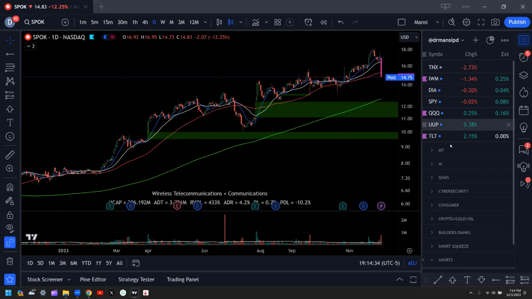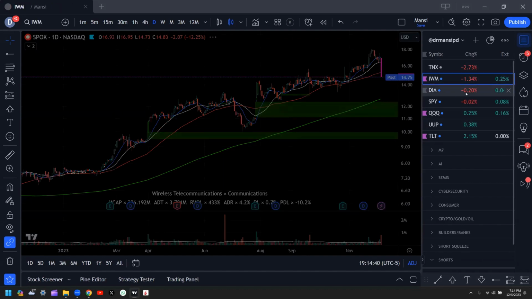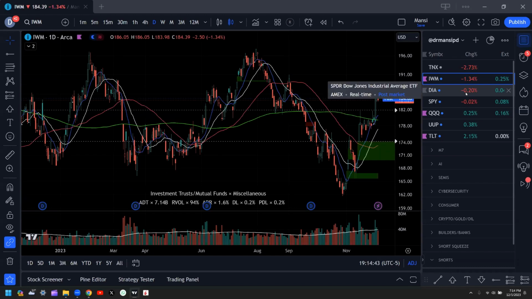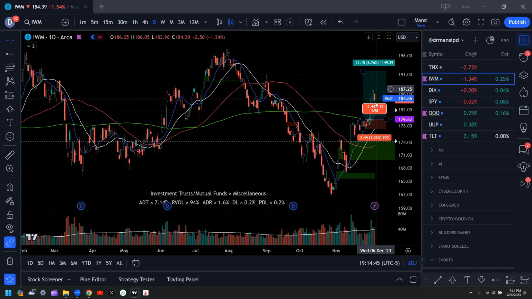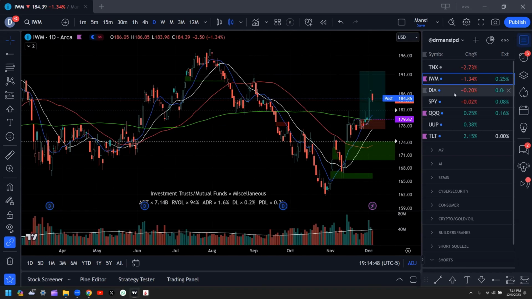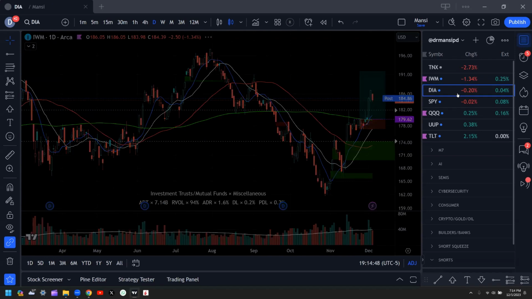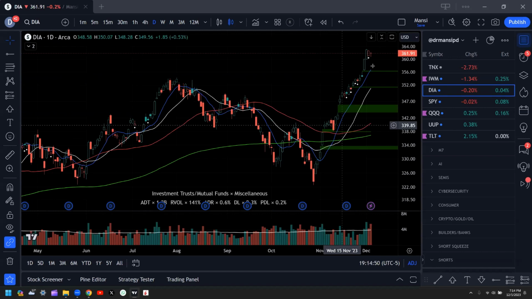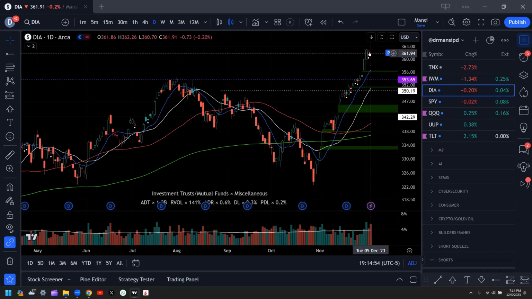It starts with the indices and the bonds and the dollar. And these are things that I look at to get a sense of the market environment or to build my situational awareness. So in this case, we can see a small pullback on the IWM, which is healthy after 2 strong days up. DIA has just gone nuts, but it's showing no signs of pulling back.